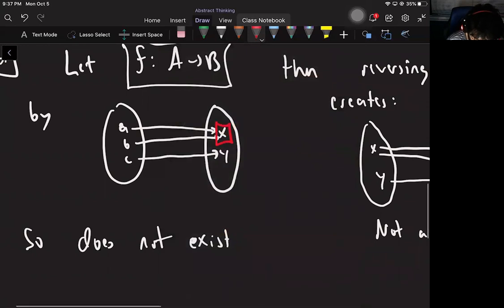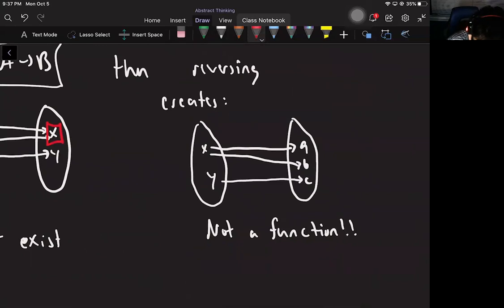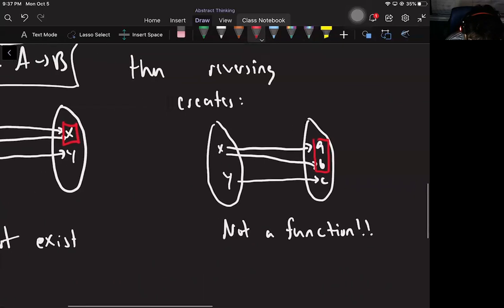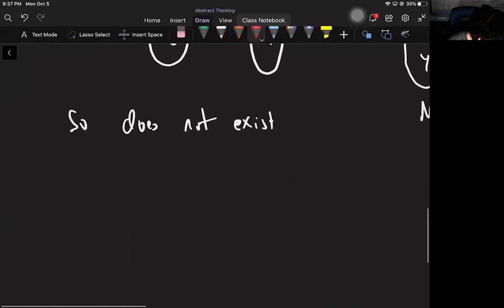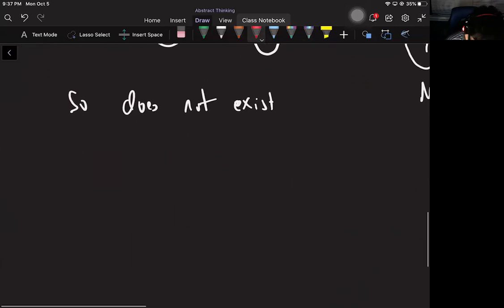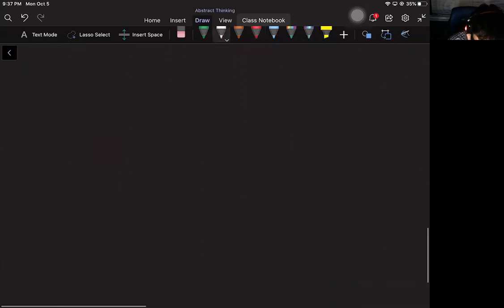It's got two things going into it. So when I try to reverse the process, where do I send X? Because I've got to send it to A and B, but a function never sends one element to two different places. So that's the problem with that. And then there are other issues that can be created if you make other examples. So I'll leave you to try to create other issues that show up.